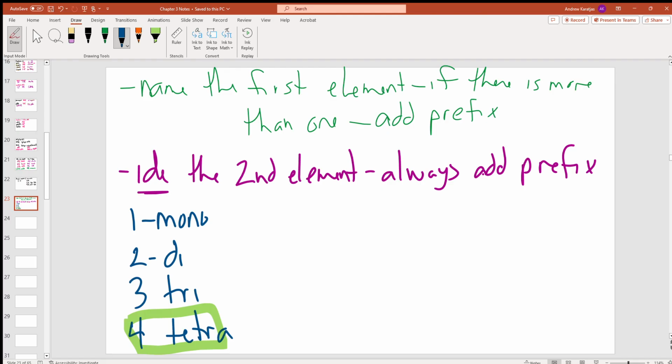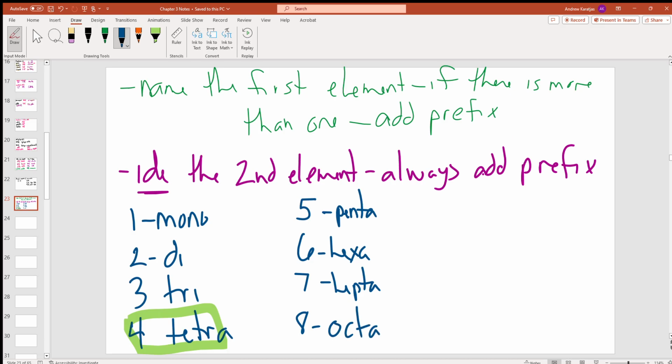Above four, they're usually easier because if you think of your polygon shapes that you would have learned in a math class, you probably know these. So five is penta. Six is hexa. Hepta. Octa. Nona. And deca. So we'll just show a couple of examples of how we would do this.